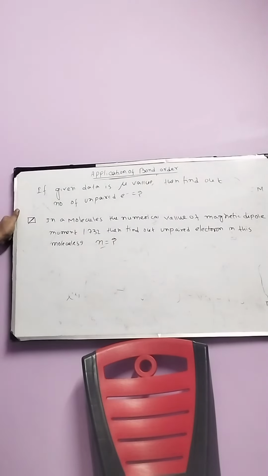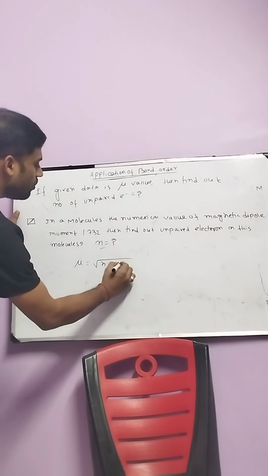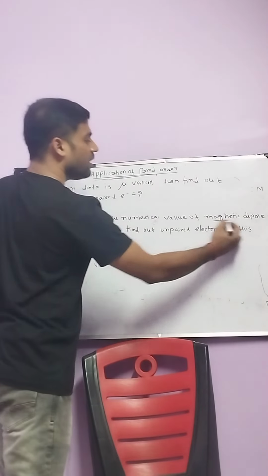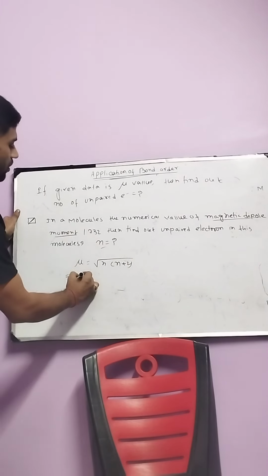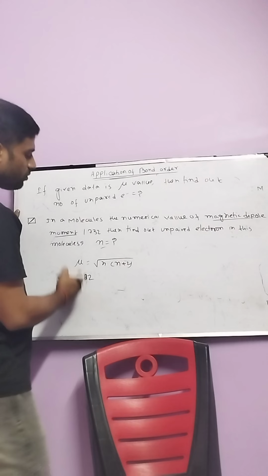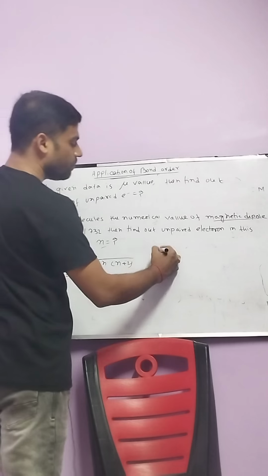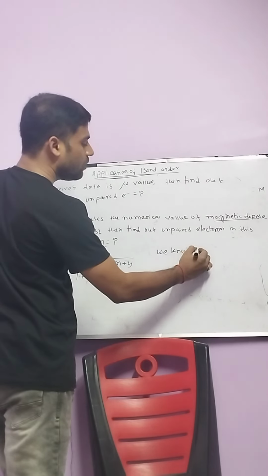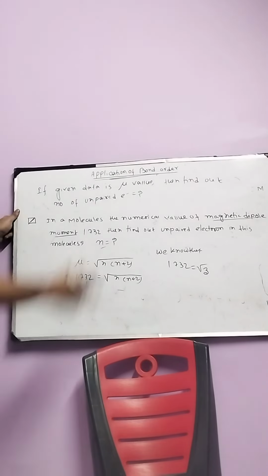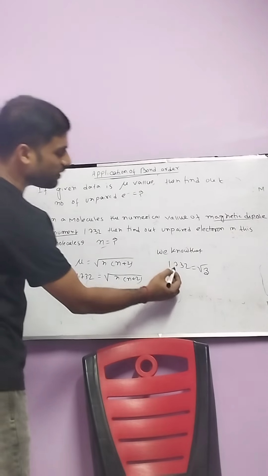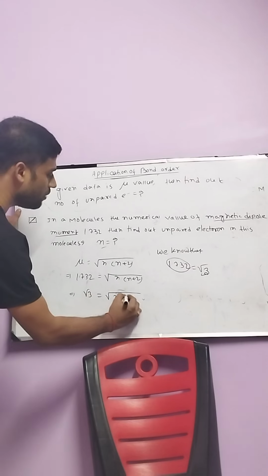n means the number of unpaired electrons. So we put in the formula mu is equal to root over n into n plus 2. The mu value is given; magnetic dipole moment is denoted by mu. What is the numerical value? 1.732. So we put this number 1.732 equal to root over n into n plus 2. Then we know that 1.732 is equal to root 3, since the value of root 3 is 1.732. So we can replace 1.732 by root 3, giving root 3 equal to root over n into n plus 2.